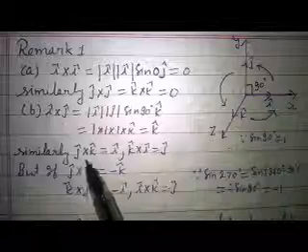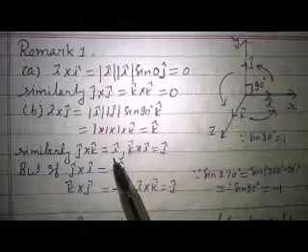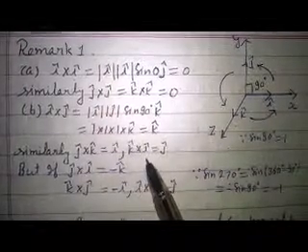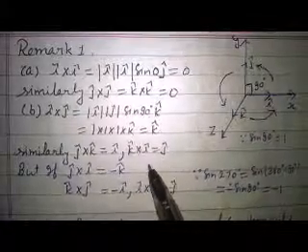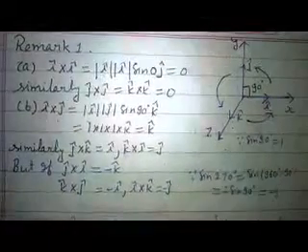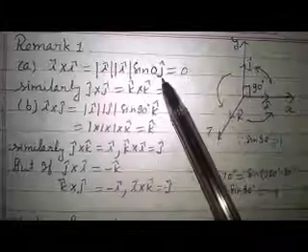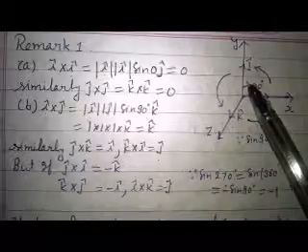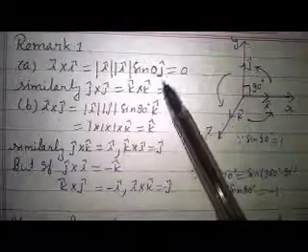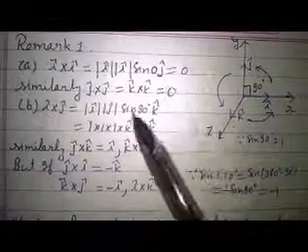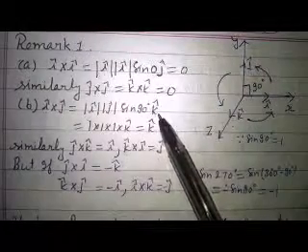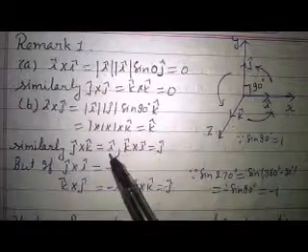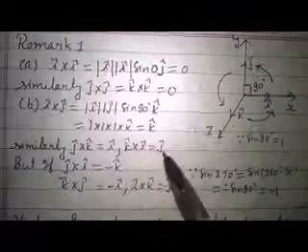Similarly, j cap cross k cap is equal to i cap, k cap cross i cap is equal to j cap. Students, here we are taking j cap vector since j cap is perpendicular to i cap vector, and also this is a unit vector. Now we are taking here k cap since k cap is perpendicular to both i and j, and it is a unit vector. Similarly, we are taking here i cap and j cap.